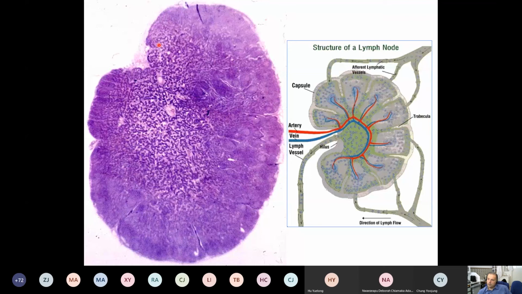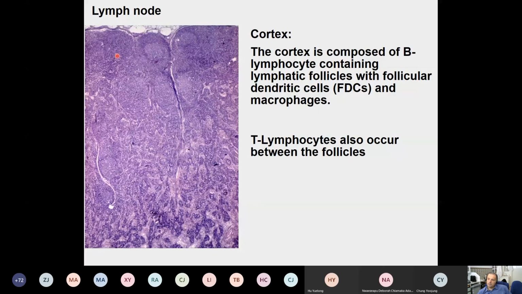Let's have a look closer. If we stay superficially next to the capsule, this is the connective tissue of the capsule. Right under the capsule, you have the marginal sinus, which collects the lymph fluid from the afferent lymph vessels. And from the capsule, you have connective tissue trabeculae, which go into the deep. Right under the capsule, in this area, many lymphocytes are found.